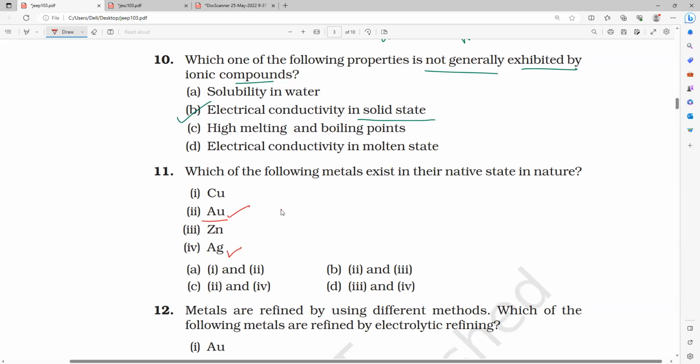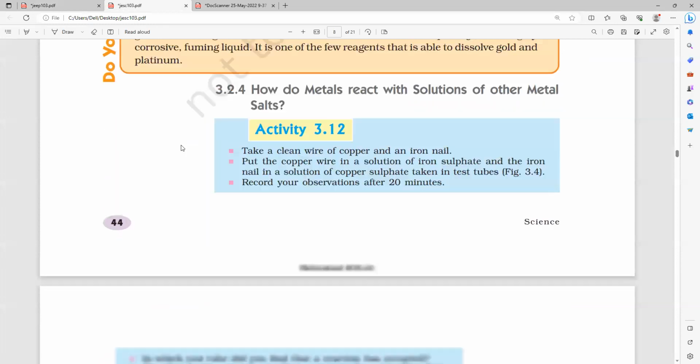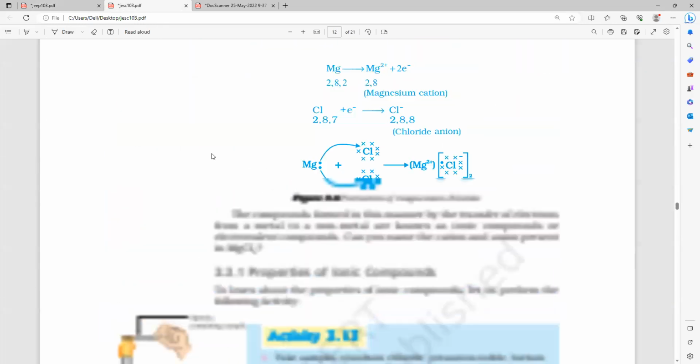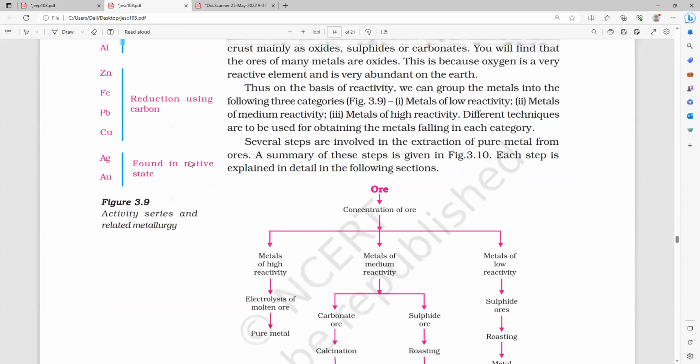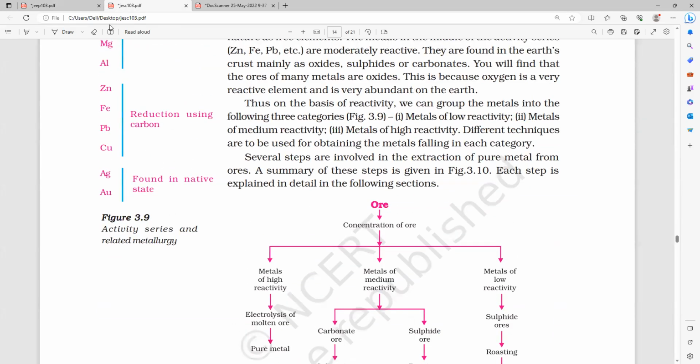So gold and silver. This is gold and this is silver. Verify in our book, in the chapter on extraction of metals. There they clearly mention the occurrence of metals. Found in native state: silver and gold. Native state means unreactive state, existing in the free state. That is what we call native state. So native state or unreactive state, both are the same.